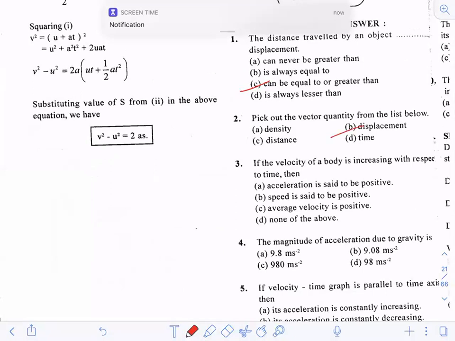Okay. Option B. If the velocity of the body is increasing with respect to time, acceleration is said to be positive. Speed is said to be positive. Velocity and speed I cannot relate. Average velocity is positive. None of these. So the best option is A.